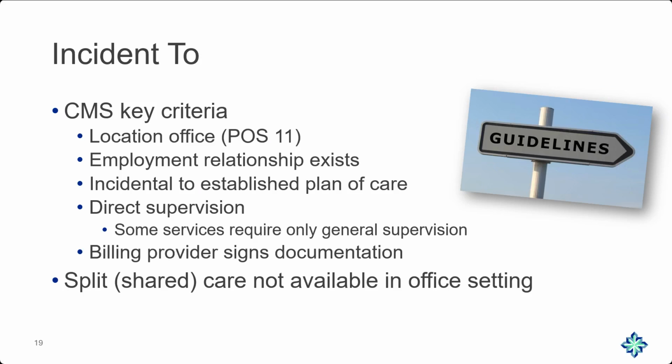So again, Incident 2 is for place of service 11. The next key criteria is going to be that there needs to be an employment relationship, meaning that the staff providing the service must be employed by the billing practitioner or by that same entity. This employment relationship can be established a lot of different ways. One of those, it could be a W-2 employee, so they're a direct employee. They could be a 1099 contracted employee. They could be a leased employee. Again, there just needs to be that direct employment relationship to be eligible for those Incident 2 services.